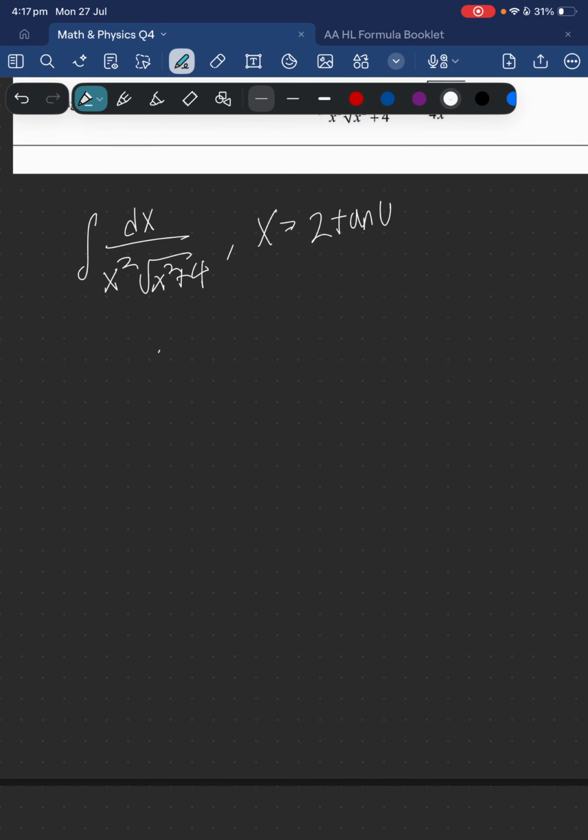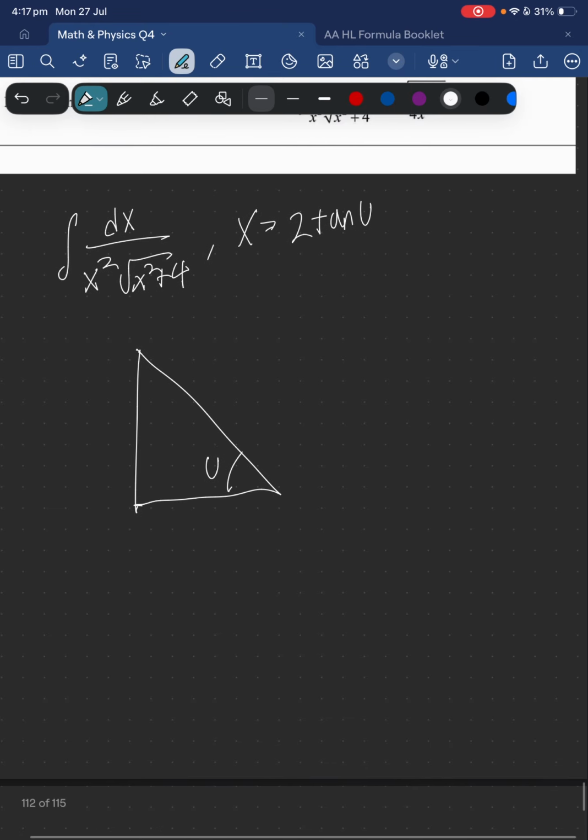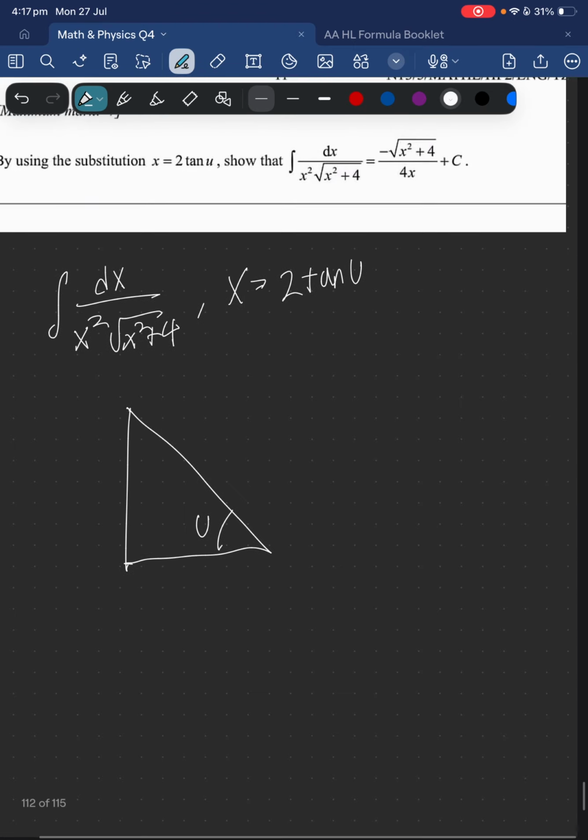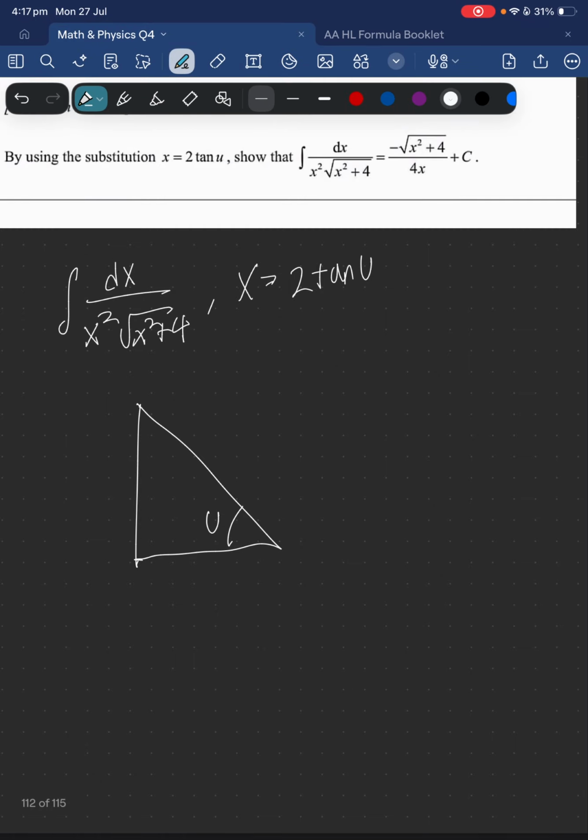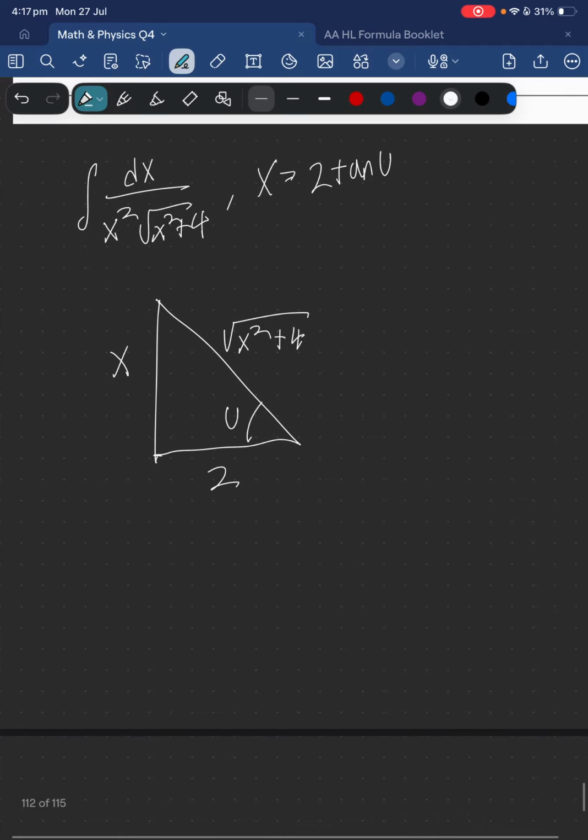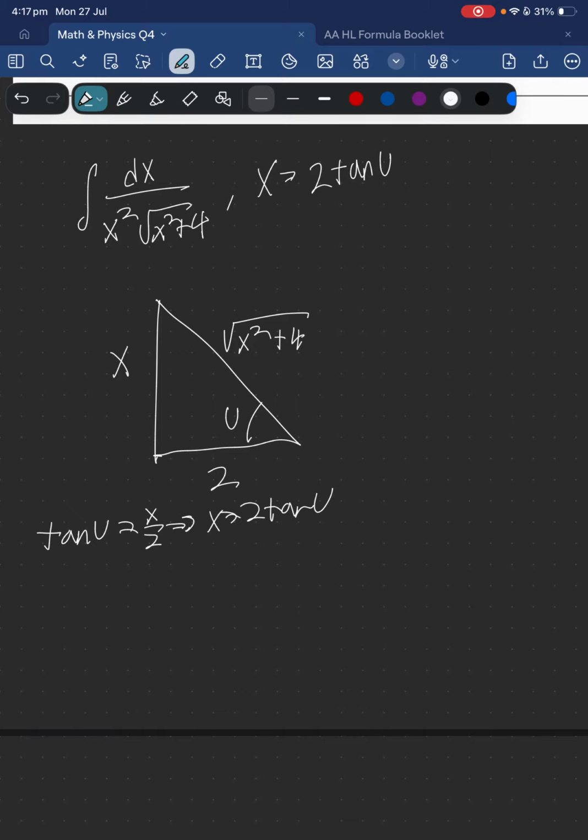So what I'd like to do is start off by drawing a right triangle, and we have an angle u. Since we are adding x squared and 4, this is a tan substitution, which is evident in the question. So we can say one of our legs will be x and the other will be 2. Therefore, the hypotenuse is just the square root of x squared plus 4. So tan u is x over 2. x is 2 tan u.